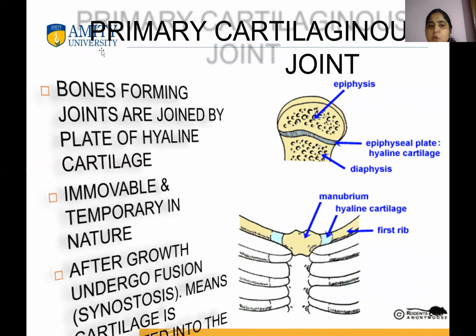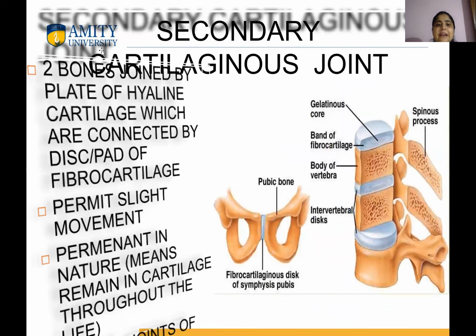Primary cartilaginous joints are bones joined by a plate of hyaline cartilage. They are immovable and temporary in nature. After growth, they undergo fusion, that is synostosis. The cartilage is no more present. Secondary cartilaginous joints are bones covered by hyaline cartilage which are connected by a disc or pad of fibrocartilage. They permit slight movement. They are permanent in nature, meaning they remain as cartilage throughout life.